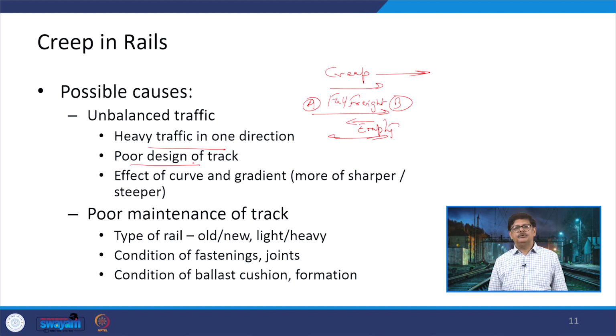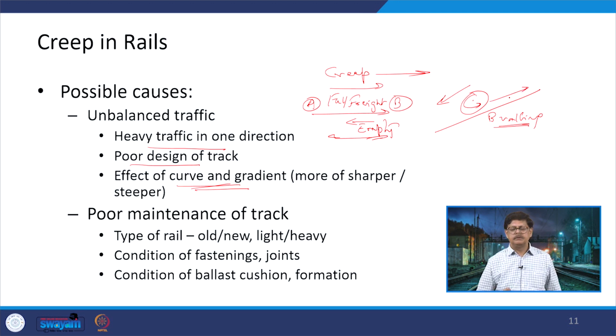It will also get induced because the design of the track is not done in the correct manner. Then the effect of the curve and gradient. We are coming on this gradient, the wheel is coming and, say, we are coming down. When it is coming down on a steep gradient, the locomotive will use braking again and again so as to control the speed of the train. Whereas, when it is going up, the locomotive has to put in more effort, more pull or pressure, and that will also create creep in this particular track.